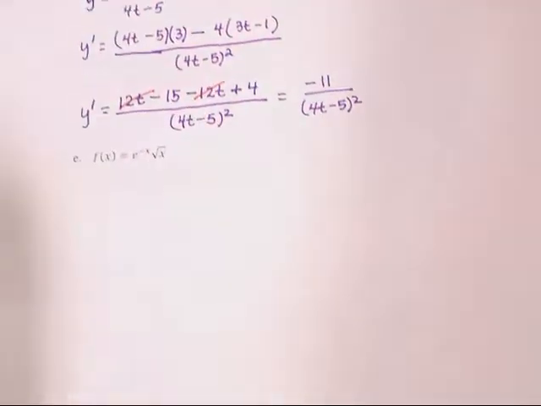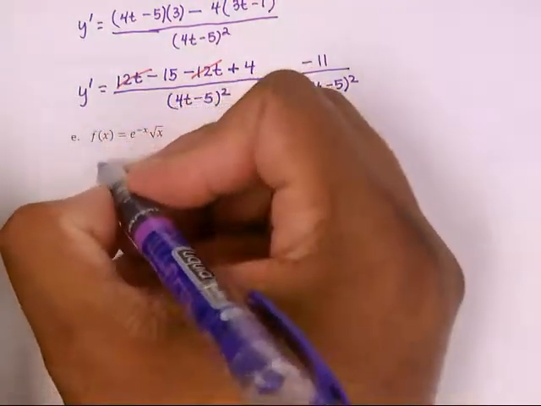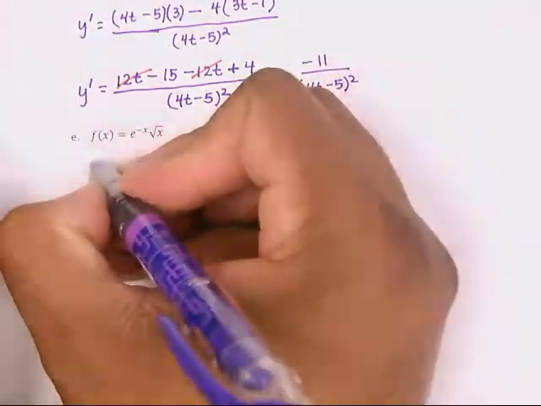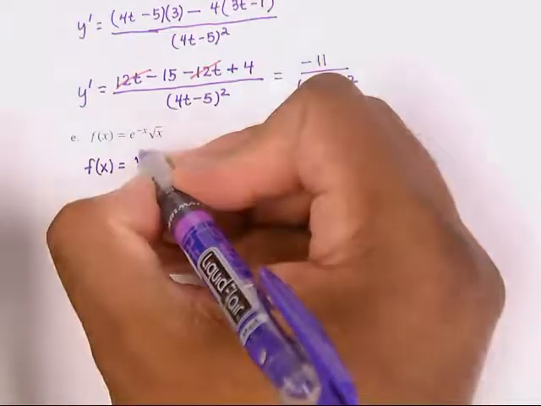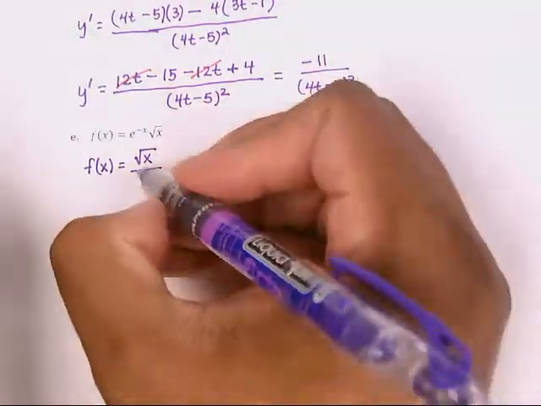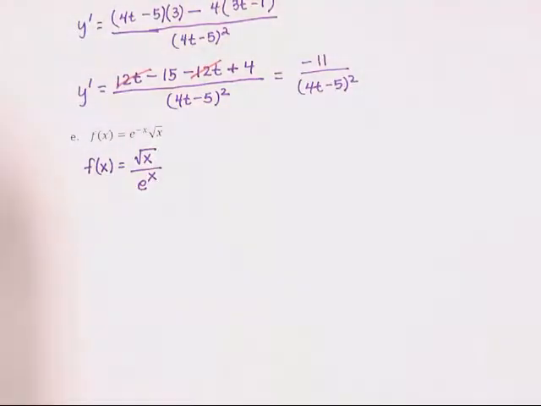In part E, you've got f of x equal to e to the negative x times the square root of x. Now, the e to the negative x is to a negative power, so I'm going to put the e to the x in the denominator and make it positive here. So f of x equals the square root of x in your numerator, and e to the negative x will convert to e to the positive x, as you can see.